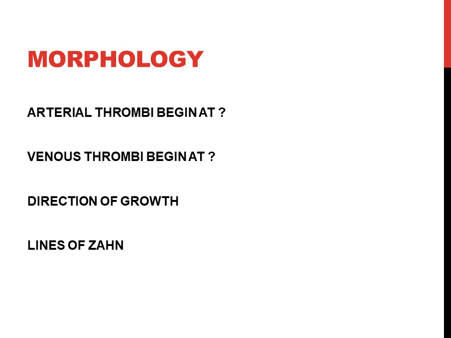Here another thing is mentioned in this slide, that is the lines of Zahn. The lines of Zahn are alternating pale and red lines which are present in the thrombus. These lines contain both the pale areas and the dark areas. The pale areas represent the platelets and the fibrin, while dark areas, which are red in color, represent the red blood cells. So lines of Zahn are particularly important while describing the morphology of a clot or morphology of thrombus.